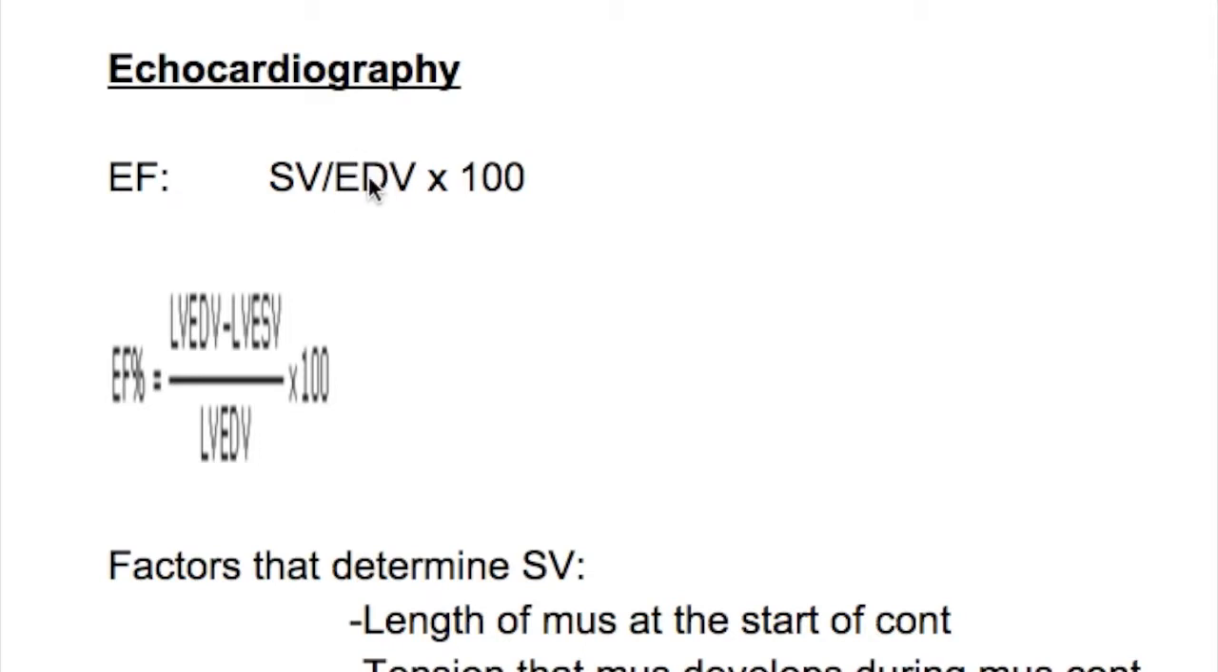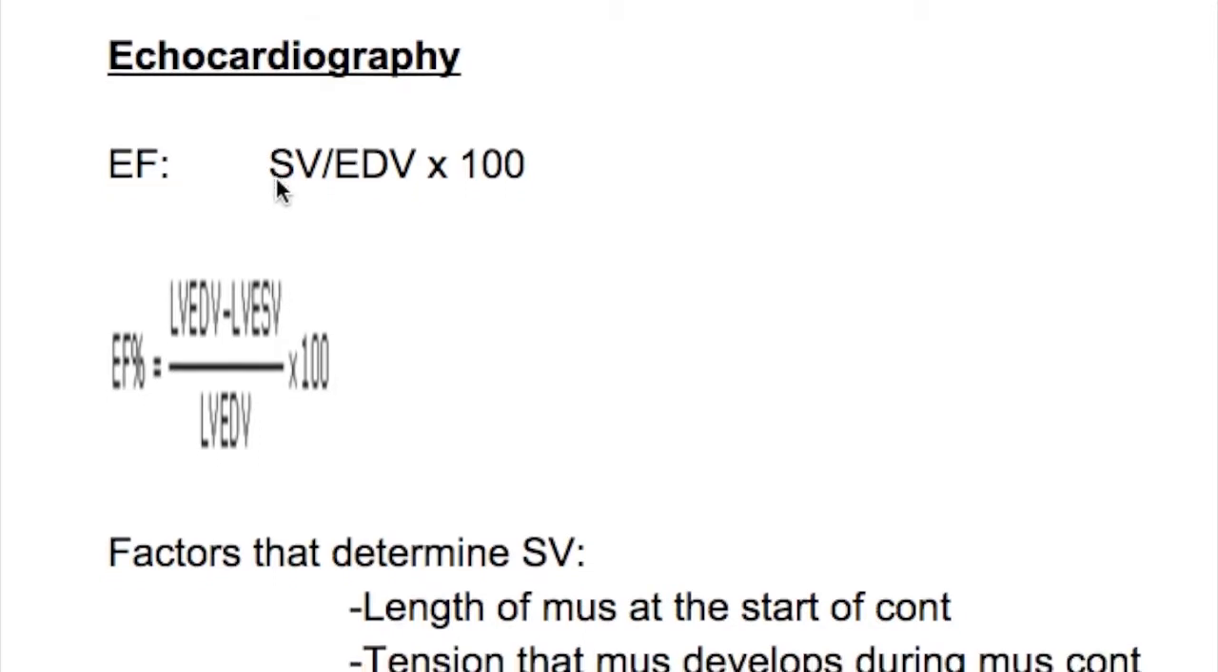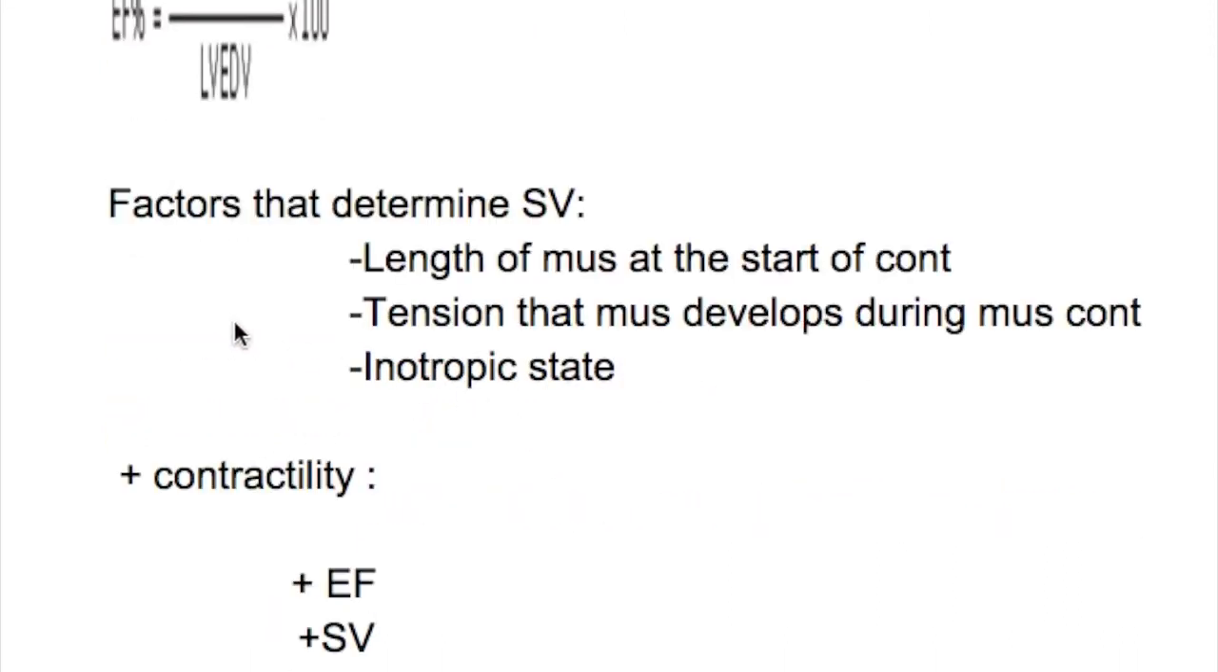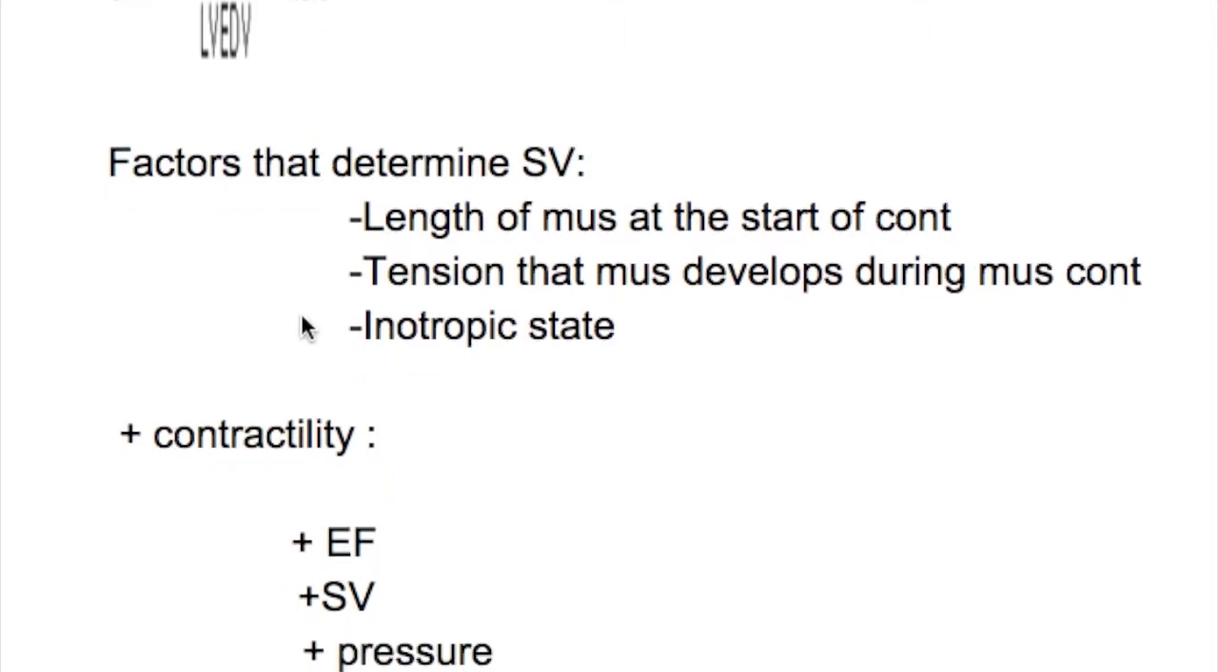So any increase in end diastolic volume will reduce the ejection fraction. And stroke volume is the difference between the end diastolic volume and the end systolic volume. What factors determine the stroke volume? Number one, the length of the muscle at the start of contraction. Number two, tension that the muscle develops during the muscle contraction. And number three, inotropic state.